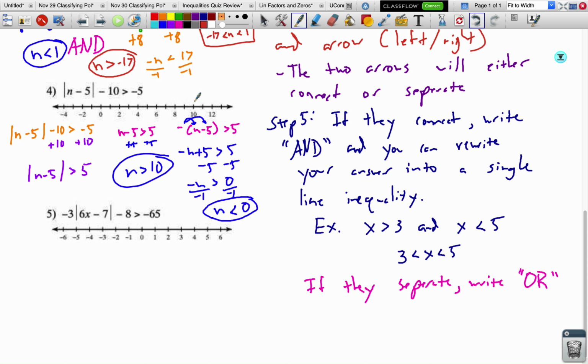Let's go ahead and graph it. Open circle at 10, arrow going to the right. Open circle at 0, arrow going to the left. This was an "or" type all along.